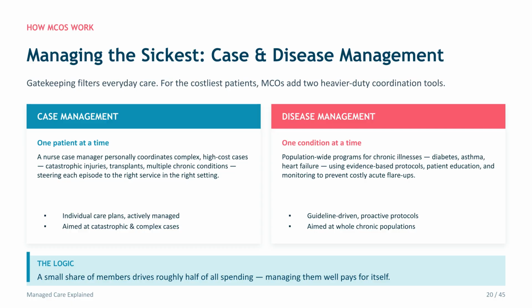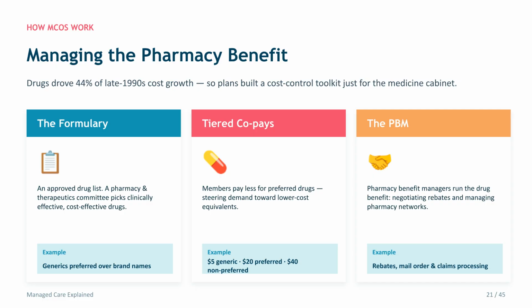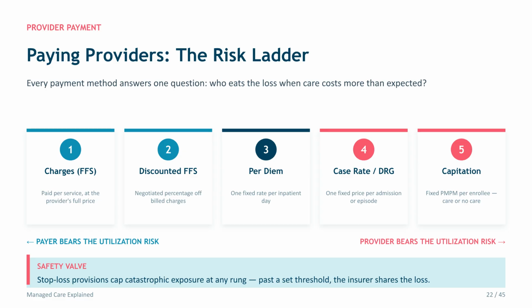For the costliest patients, MCOs add case and disease management tools. This acknowledges that a small share of members often drives a large portion of overall spending. To manage rising pharmaceutical costs, plans implemented tools like formularies, tiered copays, and pharmacy benefit managers to incentivize cost-effective medication use. Provider payment methods range from fee-for-service to capitation.